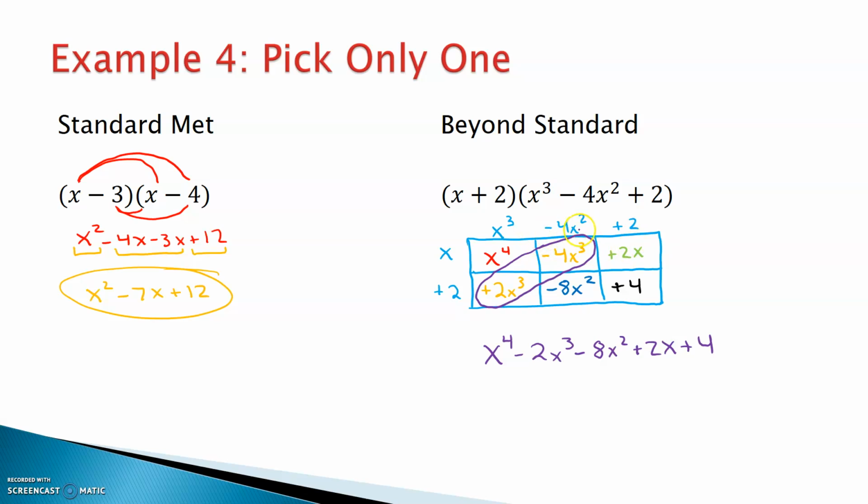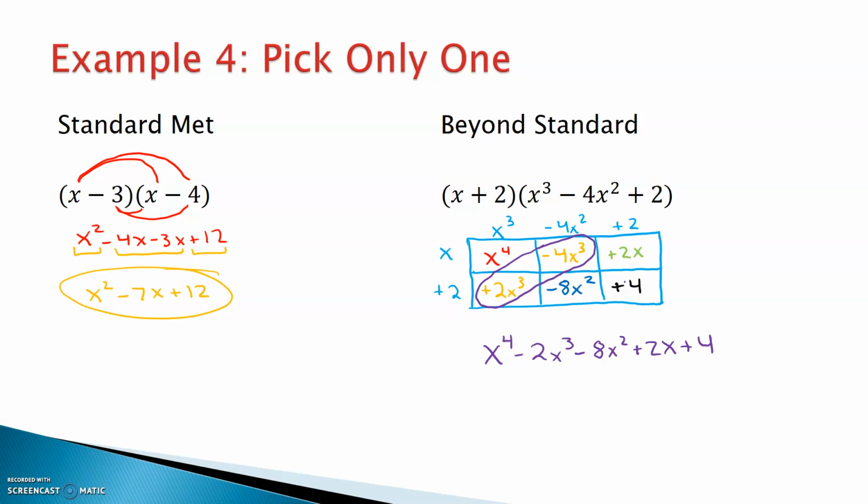All right. And you go through the same thing. x times x to the second will just be x to the third. x times 2 is just 2x. Now 2 times x to the third is 2x to the third. 2 times negative 4 is negative 8. And there's no other x's, so it stays as x to the second. And then 2 times 2 is 4.